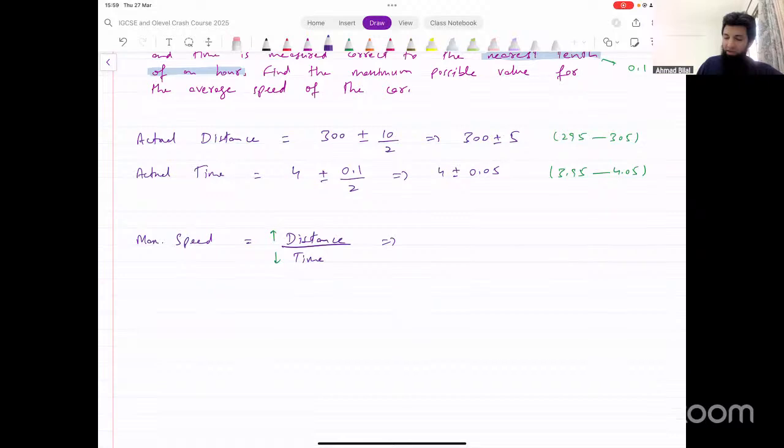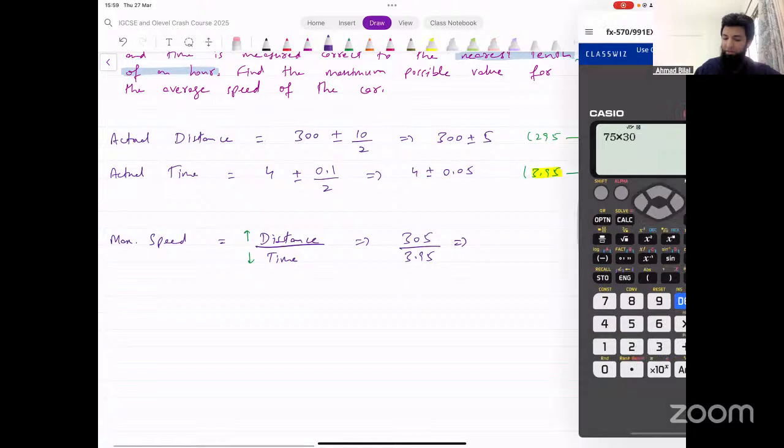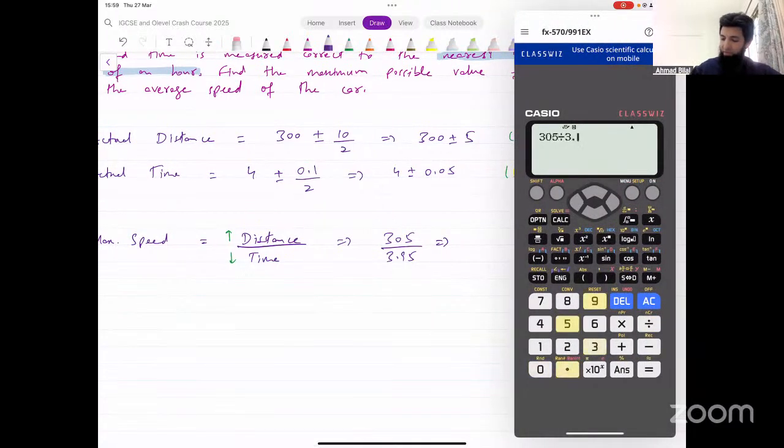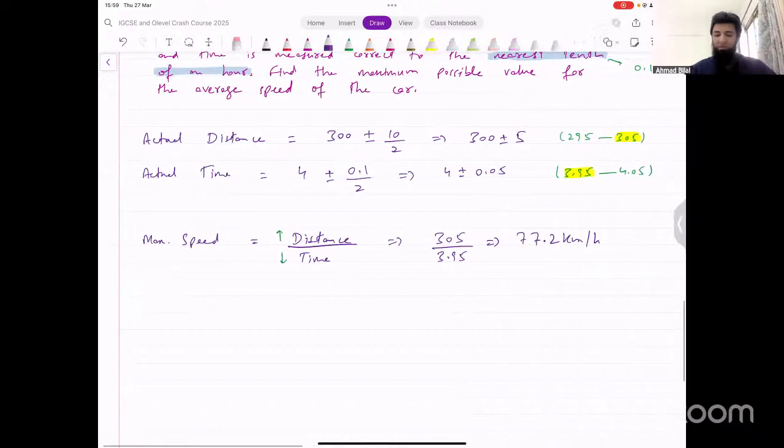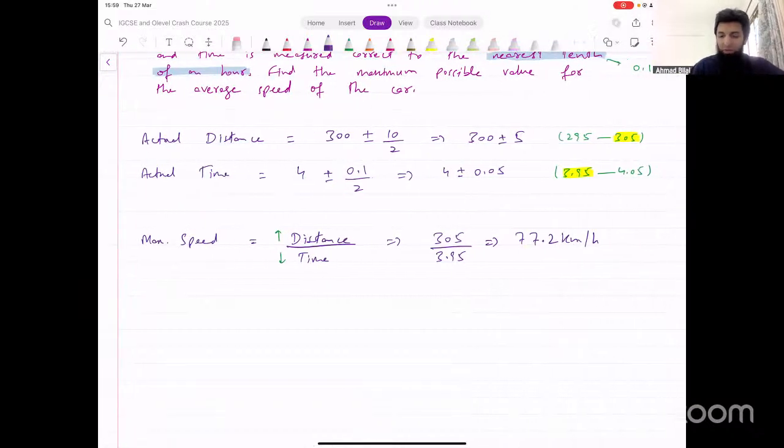Maximum possible value for distance is 305. So we use that from there. The minimum possible value of time, that is 3.95, we use that number from there. And we say the maximum possible speed is going to be given by 305 divided by 3.95. And that gives us 77.2 kilometers per hour. This is the maximum possible average speed we could have in this case. Okay, we don't say distance and time both are going to be maximum in this case. No, if we want to maximize the overall expression, we want the denominator to be as small as possible.